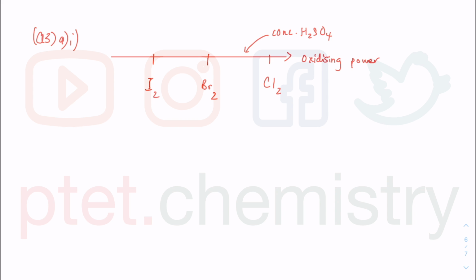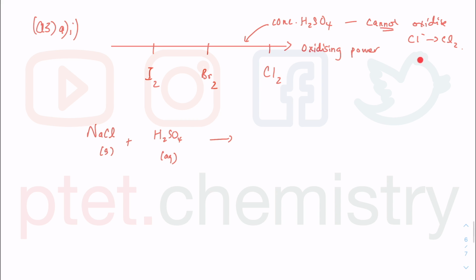So we know that chlorine is a stronger oxidizing agent than concentrated sulfuric acid. So concentrated sulfuric acid cannot oxidize Cl minus to Cl2. So meaning to say, in this first question, they say write an equation to represent the reaction of sodium chloride, solid, with concentrated sulfuric acid, which is going to be aqueous. It's going to give you not a redox reaction because there cannot be any redox since concentrated sulfuric acid is a weaker oxidizing agent than that.